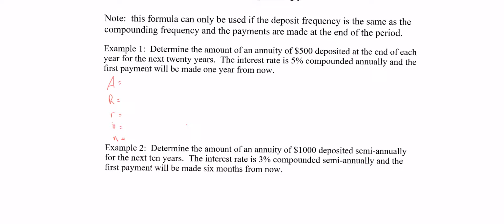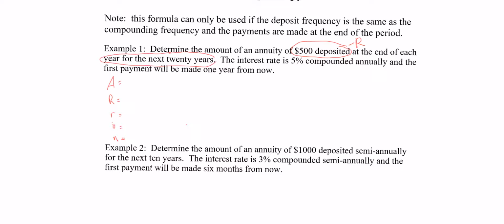So for our problem here we have: determine the amount of an annuity if $500 is deposited. Anything that's deposited every month is called our big R. This is what our payments are at the end of each month for the next 20 years. Because it says we're paying at the end of each month for the next 20 years, that tells us our compounding number.